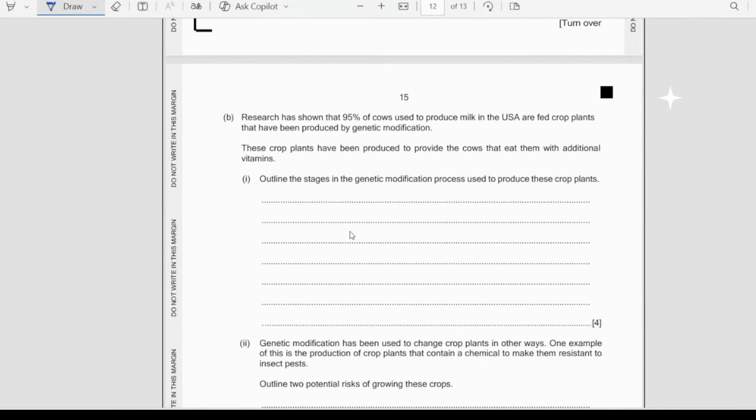Research has said that 95% of cows used to produce milk in USA are fed crop plants that have been produced by genetic modification. The crops have been produced to provide the cows that eat them with additional vitamins. The genetic modification is that they have more vitamins. Outline the stages of genetic modification used to produce these crops. Now let's move to genetic modification. How is genetic engineering done?